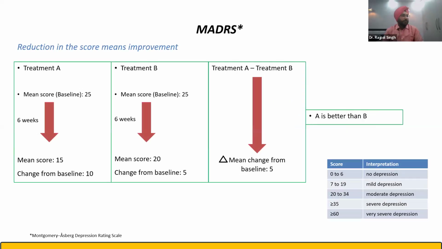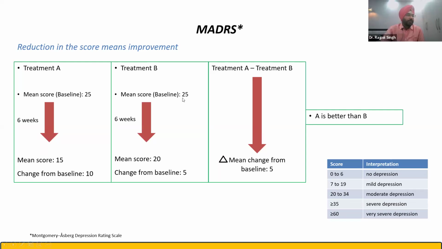Now, I have given an example here of reduction in MADRS score in the patients. At the baseline, it was 25, and then there's a reduction. In 6 weeks, it reduced to 15. Change from baseline, 25 minus 15, that is 10. It is reported like this. Either it will be reported as baseline and endpoint, or it is reported as change from baseline.